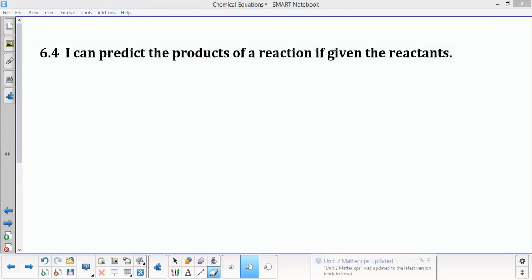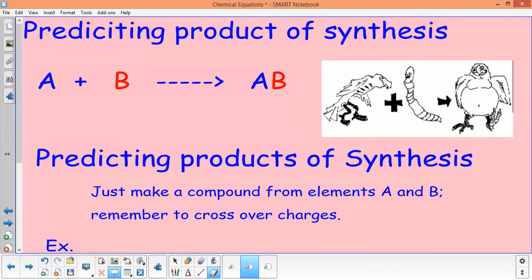Target 6.4, I can predict the products of a reaction if given the reactants. Before you predict the products of a reaction, you have to be able to classify the reaction. We'll look at synthesis reactions first. Synthesis is of the type where two elements or two compounds combine to make one single product.